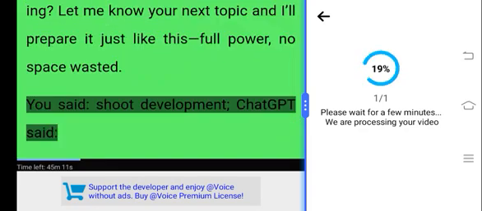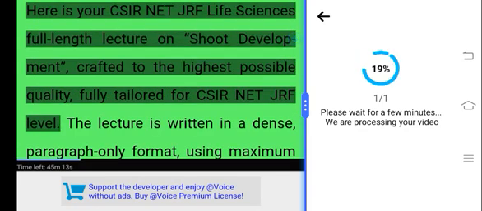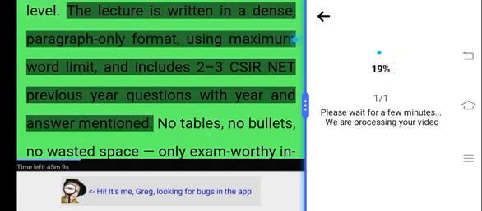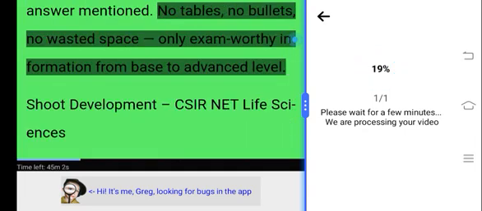You said, shoot development. ChatGPT said: Here is your CSIR-NET JRF Life Sciences full-length lecture on shoot development, crafted to the highest possible quality, fully tailored for CSIR-NET JRF level. The lecture is written in a dense, paragraph-only format, using maximum word limit, and includes 2 to 3 CSIR-NET previous year questions with year and answer mentioned. No tables, no bullets, no wasted space, only exam-worthy information from base to advanced level.